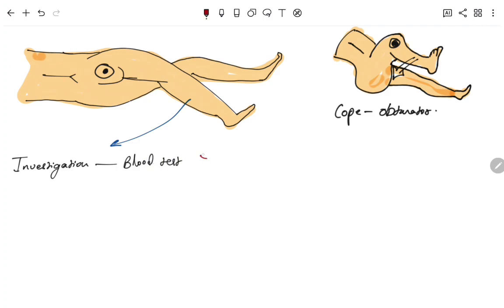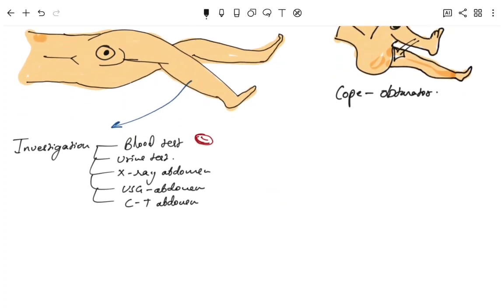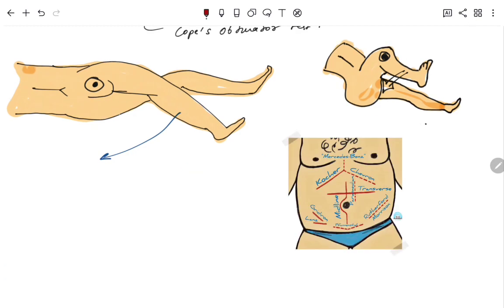Now investigation, there is a blood test. Leukocyte count is increased in this. Urine test, X-ray abdomen for any perforation and intestinal obstruction, CT abdomen, USG abdomen. Complications of acute appendicitis are appendicular mass, appendicular rupture may be present, and sometimes abscess also forms.